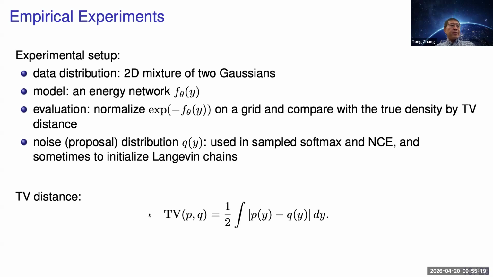Here, the TV distance is just integrated over these two dimensions. Basically, you compute the density and take a difference. One thing I want to say: for a probability model, once you normalize it, you can always have different ways to evaluate.